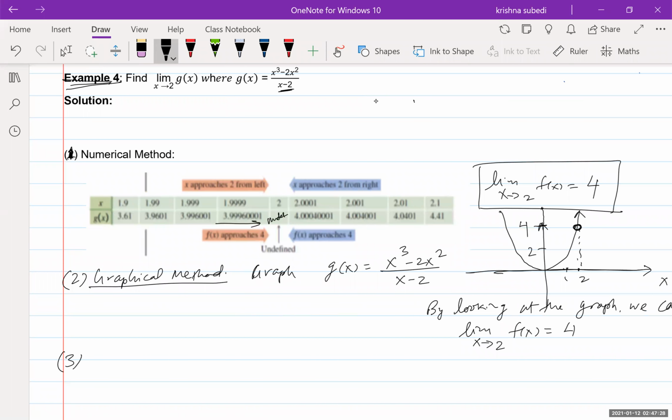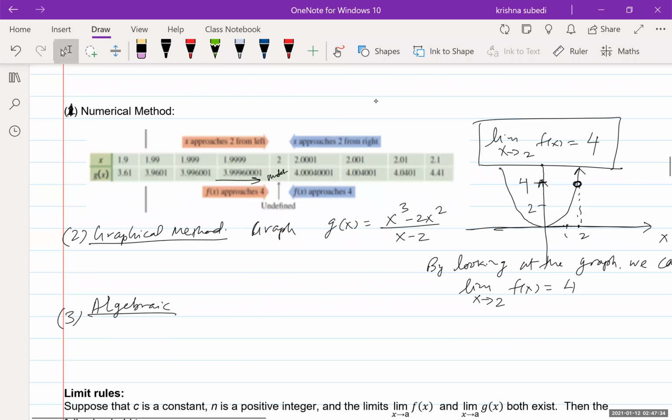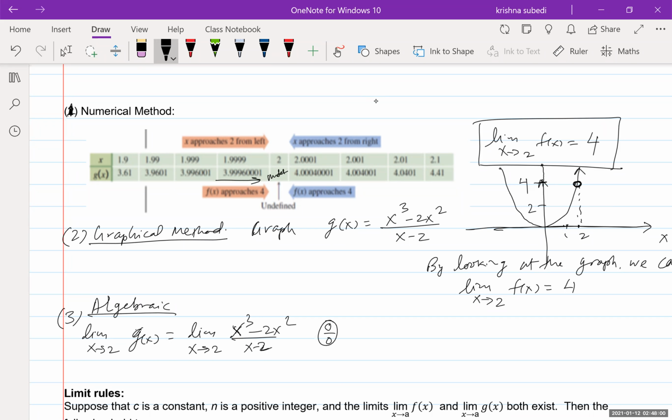Now, method 3, algebraic. So limit x tends to 2, g of x equals limit x tends to 2, x cubed minus 2x squared over x minus 2. Now always try to plug in the value directly if possible. So if I plug in the value directly, what do I get? I'll get 0 over 0. So 0 over 0 is undefined. Okay, we call it indeterminate form.